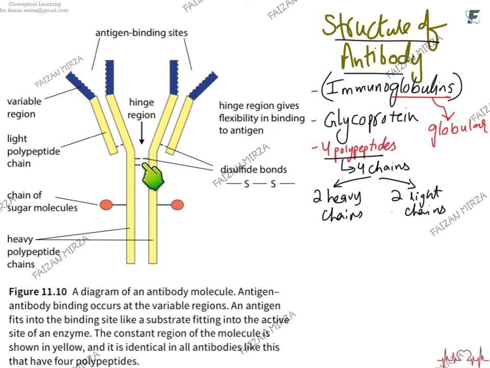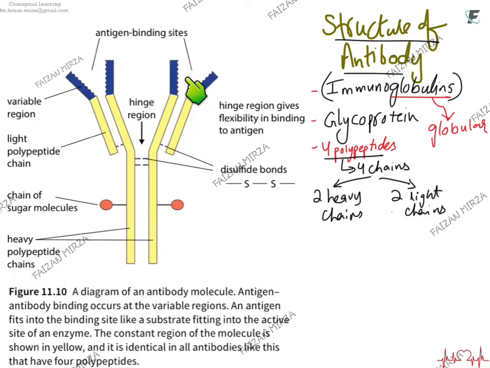The 2 heavy chains are held together by 2 disulfide bonds. One heavy and one light chain is held by a single disulfide bond. So the 4 polypeptides here are held together by a total of 4 disulfide bonds. There are sugar molecules here, and there's a hinge region present between the 2 heavy chains, and this is the variable region. The variable region is the one which is different in 2 antibodies. One is capable of identifying one antigen, the other is capable of identifying another antigen, and this yellow part is the constant region of the antibody.